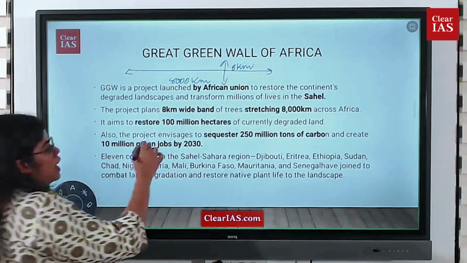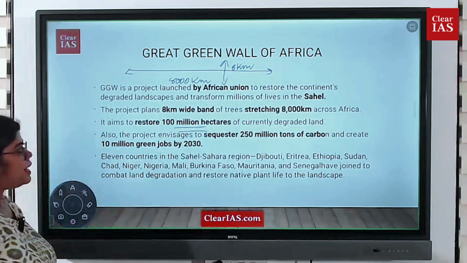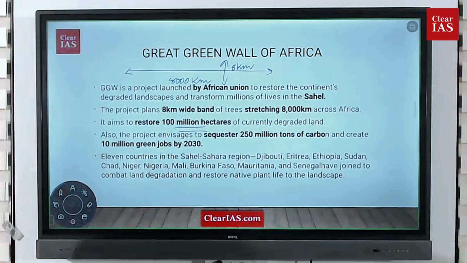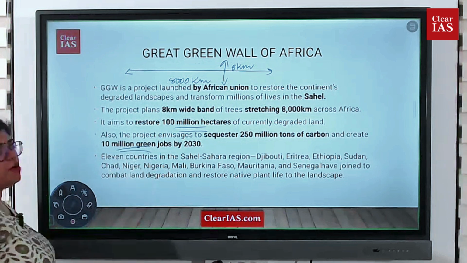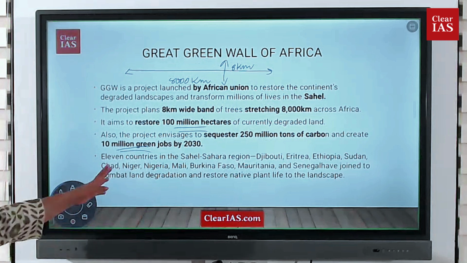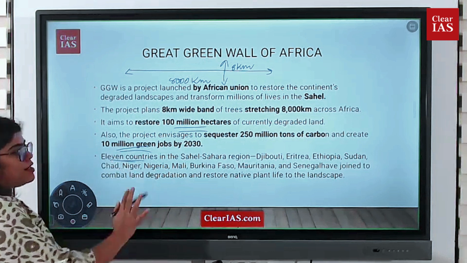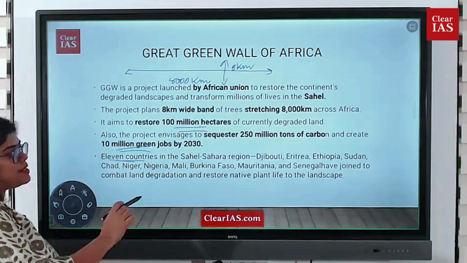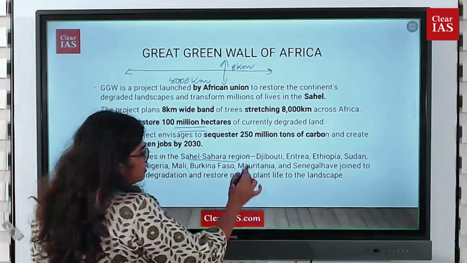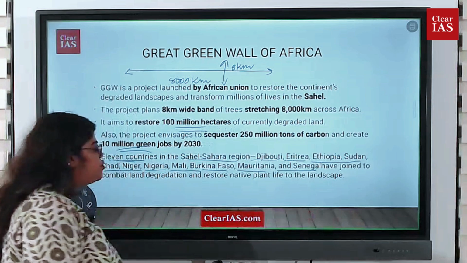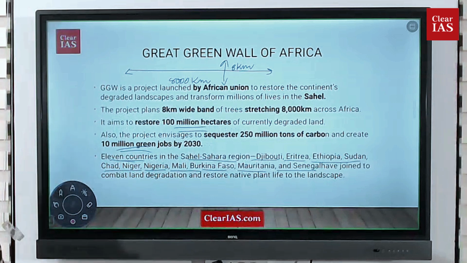Why? To restore 100 million hectares of degraded land, and it will also sequester around 250 million tons of carbon, and it will also create 10 million green jobs by 2030. So which countries are coming under it? 11 countries. This is very important. Please write it down. 11 countries are coming under this, that is the Sahel-Sahara region. Which countries? Djibouti, Eritrea, Ethiopia, Sudan, Chad, Niger, Nigeria, Mali, Burkina Faso, Mauritania, and Senegal. They have joined to combat land degradation.